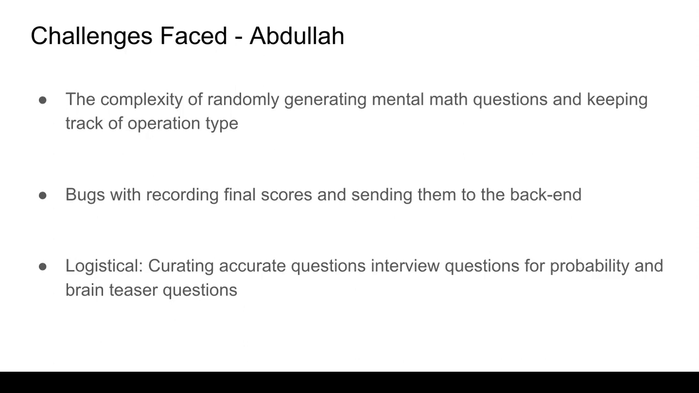There was also a logistical challenge of curating accurate interview questions for probability and brain teaser questions. We had to make sure the questions we were asking were actually being asked by these firms. And the way we did this is we reached out to a finance and math club here at Michigan, and we got resources from them about things that they've seen in previous interviews, and we were able to deliver a very accurate representation of what a potential user might face in an interview situation.